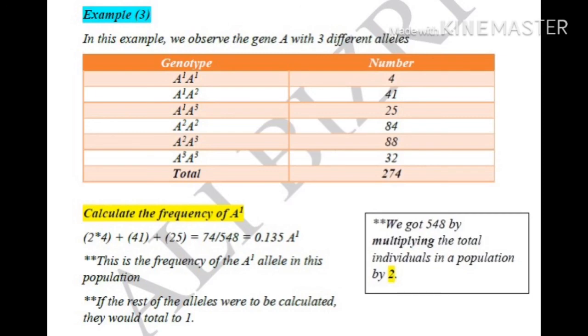It is also worth noting that if we calculate the rest of the alleles, which are A2 and A3, we're going to be totaling up the number to 1.